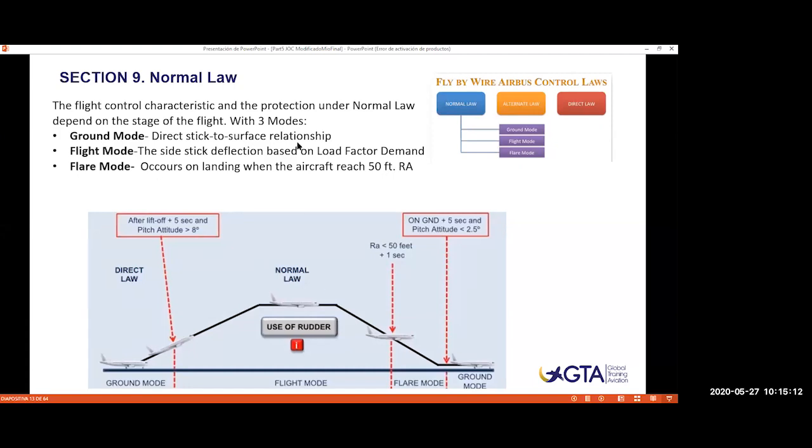So be sure that inside the laws there are three modes. Ground mode is the case with a direct relationship from the movement of the stick to the surface. Flight mode moves on the basis of load factor demand, and flare mode happens when we are below 50 feet of radio altimeter.